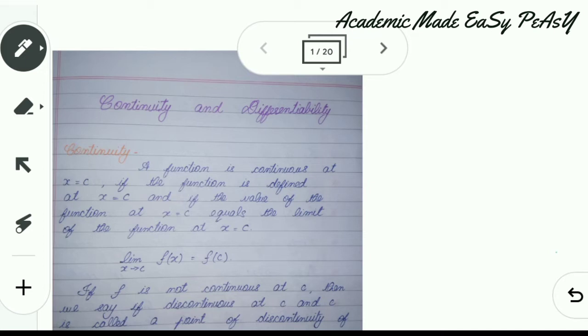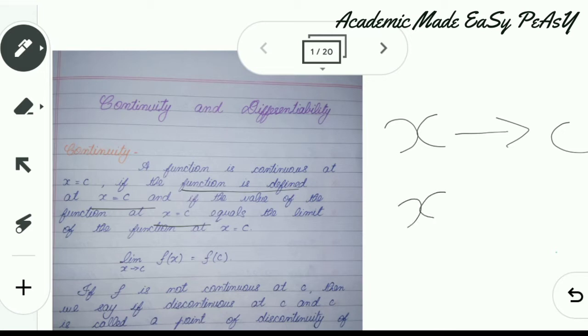So now let us see the mathematical definition for it. A function is continuous at x is equal to c if the function is defined at x is equal to c and if the value of the function at x is equal to c equals the limit of the function at x is equal to c. So then it is nothing but limit x tends to c. It means x is something nearing c, mostly it is less than c, or it might be greater than c in rare cases. So we are saying that limit of x tends to c, f of x is equal to f of c.